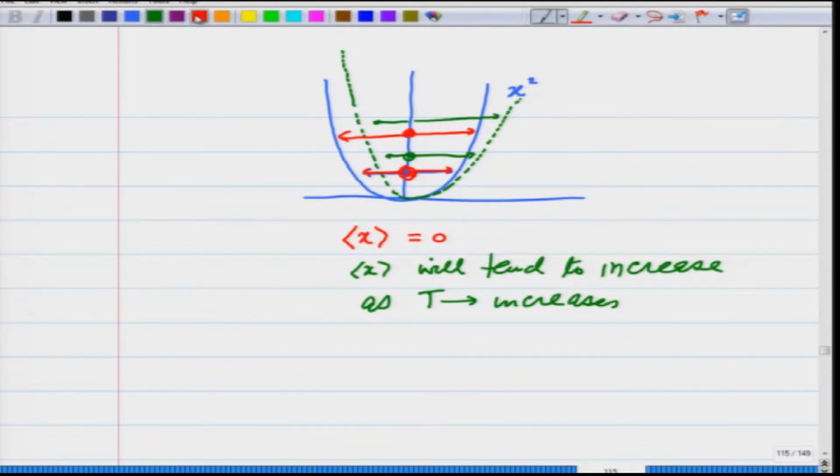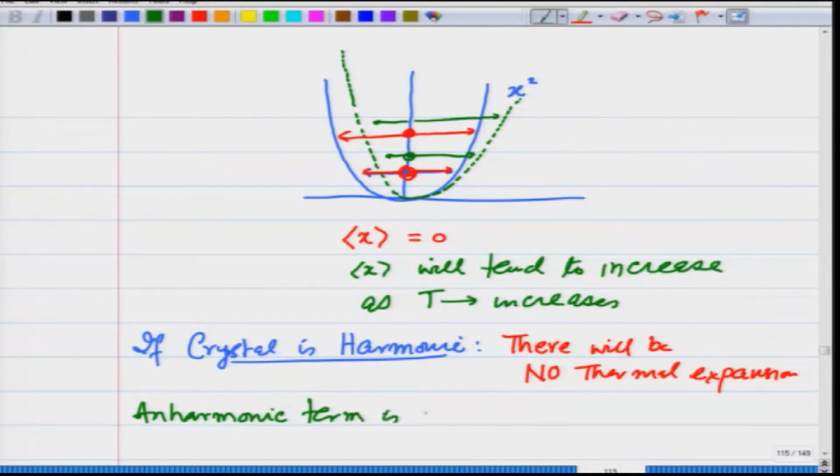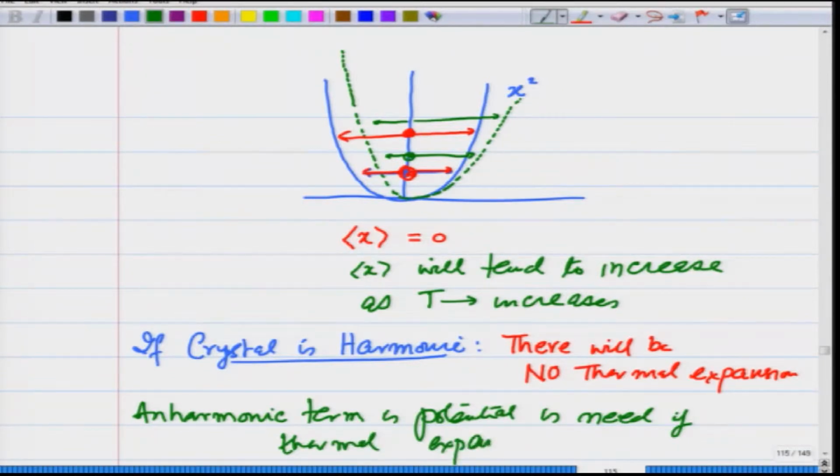Notice what we have said. What we have said is, if the crystal is harmonic, that means the interaction between atoms is harmonic, there will be no thermal expansion. So, an anharmonic term in the potential is needed if thermal expansion is there. So, there are these anharmonic terms, we need them to explain thermal expansion. So, this is one effect of anharmonicity.